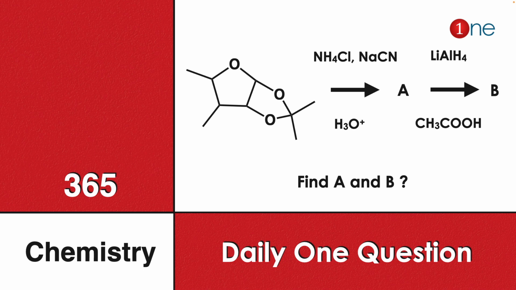Here it is: furan is given. You have a methyl and side chain alkyl groups attached with acetal groups. You are reacting with ammonium chloride, sodium cyanide, and hydronium ion. In the second step, you are using lithium hydride and acetic acid. You have to find the products A and B.